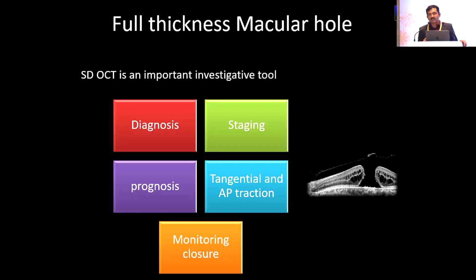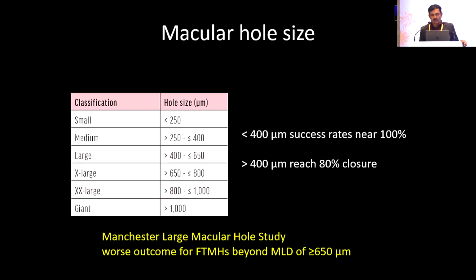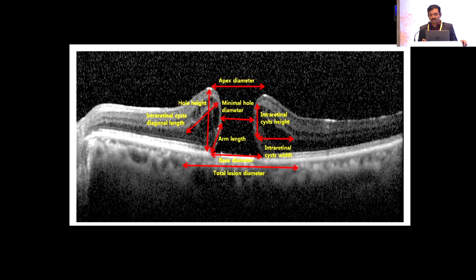Spectral domain OCT is the key investigation which helps in diagnosis, staging, assessing the prognosis, monitoring the response to treatment, and assessing the tangential and the anterior-posterior tractions. Macular holes can be graded according to various sizes, ranging from small holes to giant holes. The holes which are less than 400 microns almost have a 100% success rate, but the main concern is the worst outcome in the holes which are more than 650 microns.